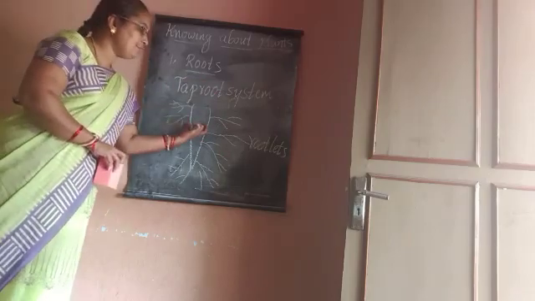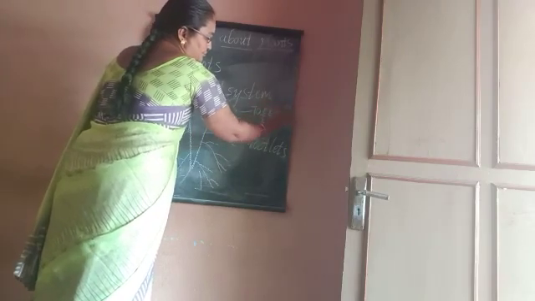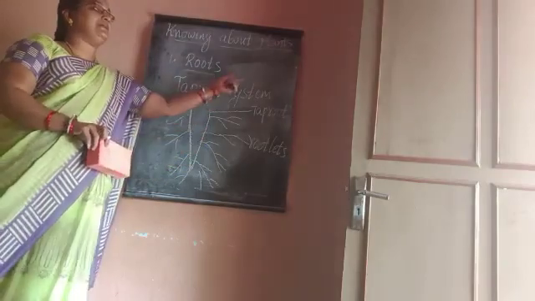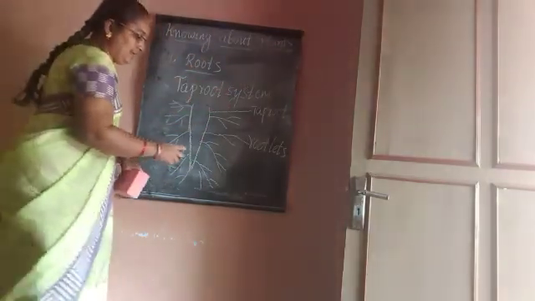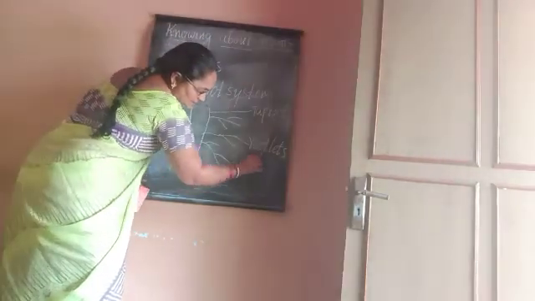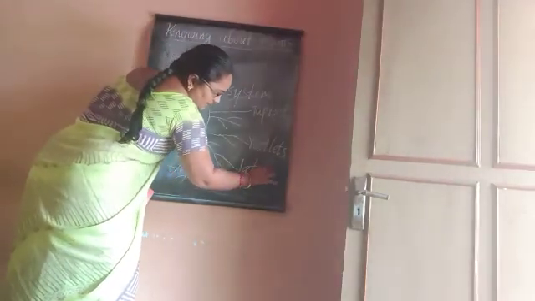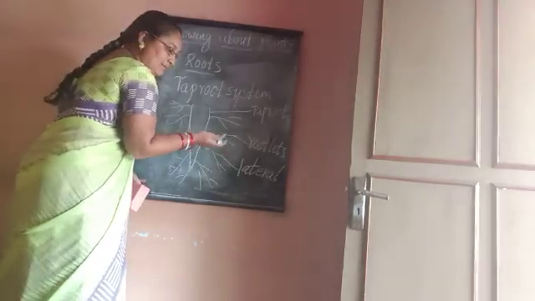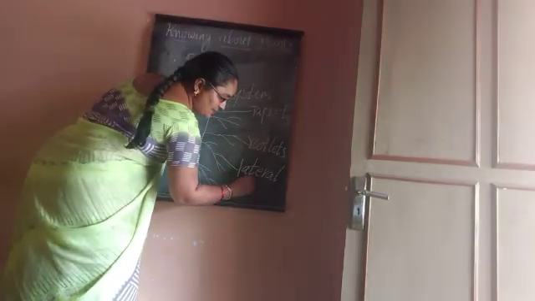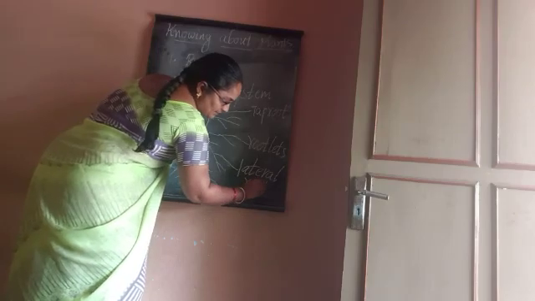This thick main root is called the taproot, and the thin rootlets are called the lateral roots. Lateral means from the sides. They arise from the thick main root, no? So they are called the lateral roots.